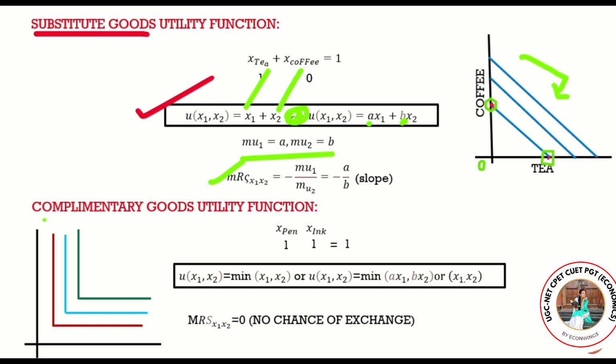Next, the complementary goods utility function. Complementary goods are those goods that are demanded simultaneously. We cannot consume them separately, like pen and ink, or a pair of shoes, left and right. We cannot change them with one another.